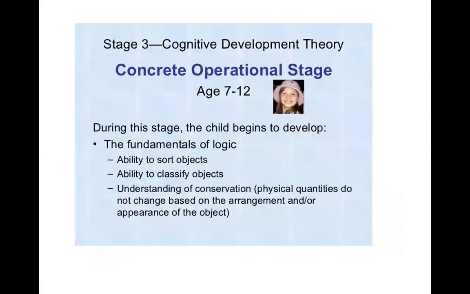Stage third is the concrete operational stage. This stage starts at 7 years and goes up to 12 years. During this stage the children begin to develop the ability to sort things. Here they have learned the art of sorting objects because their logic has developed and they can classify all the objects very well, and here the children can learn conservation.